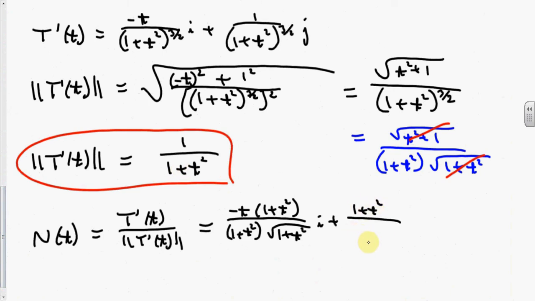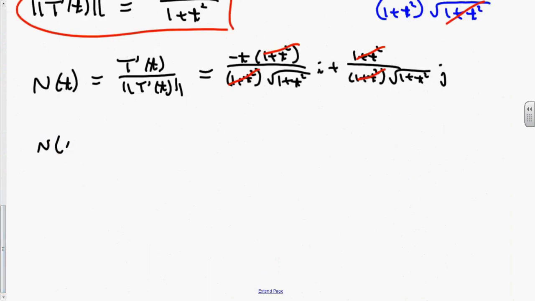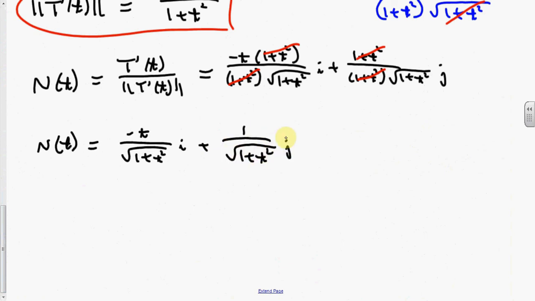all over 1 plus t squared times the square root of 1 plus t squared j. I broke down that denominator to show you what's canceling out. This guy is canceling with that, and this is canceling with that. So we end up with the normal vector now being negative t over the square root of 1 plus t squared i plus 1 over the square root of 1 plus t squared j.